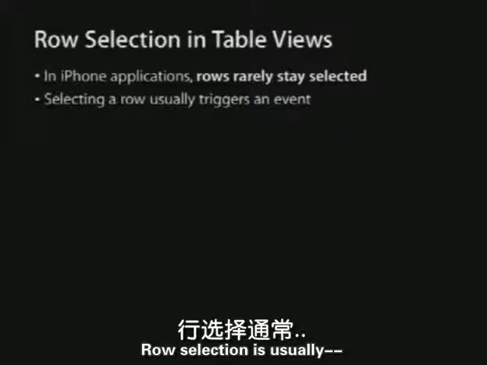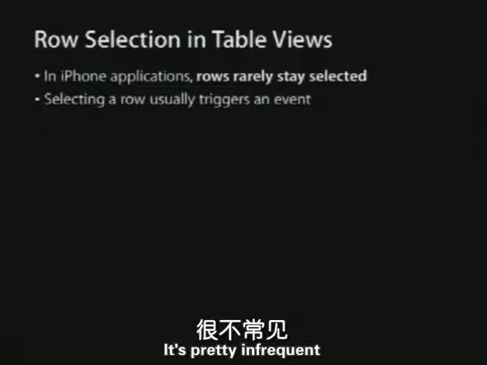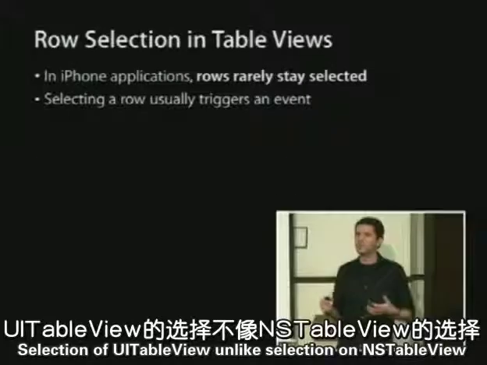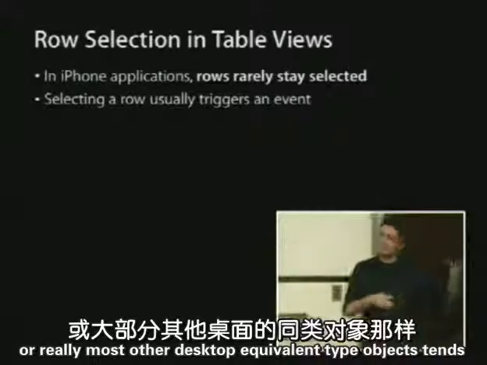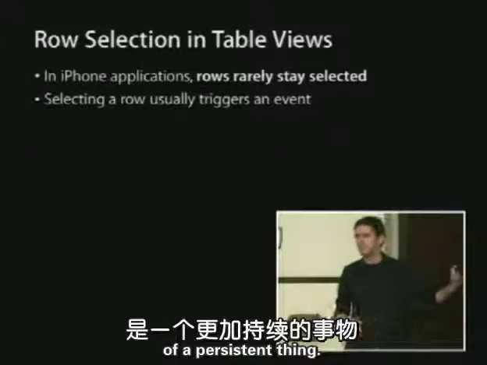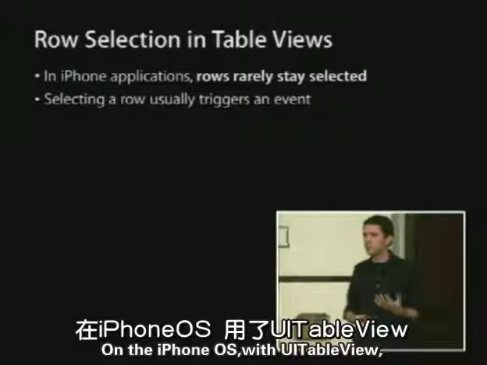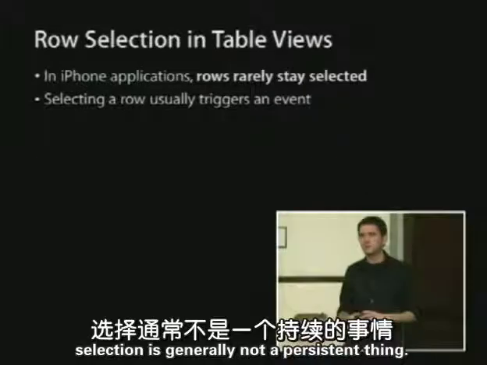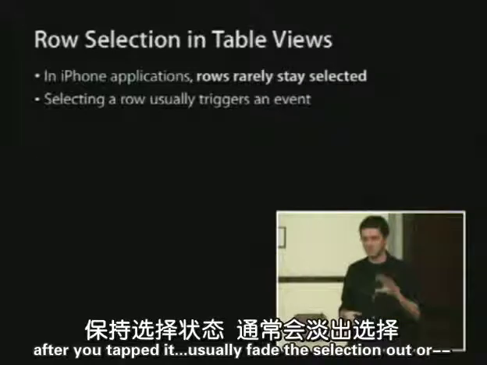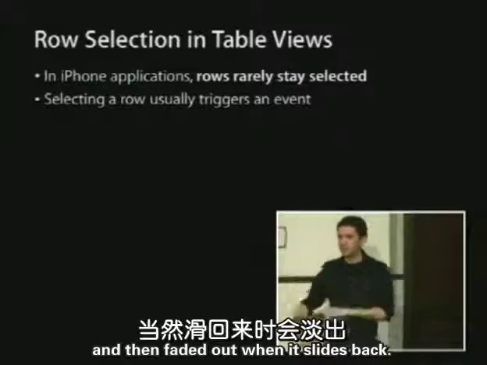Row selection is usually, as we just said, something that's going to trigger an event. It's pretty infrequent that a row is actually going to stay selected. Selection in a UITableView, unlike selection on NSTableView or really most other desktop equivalent objects, where it tends to be more of a persistent thing. You would select an object and then perform some operation on it. On the iPhone OS, with UITableView, selection is generally not a persistent thing. It doesn't usually remain selected after you tapped it. You usually fade the selection out and perform an action, or you slide it off screen and then fade it out when it slides back.